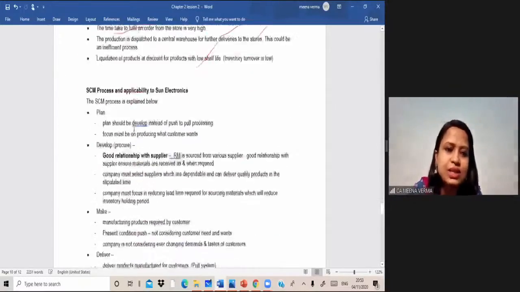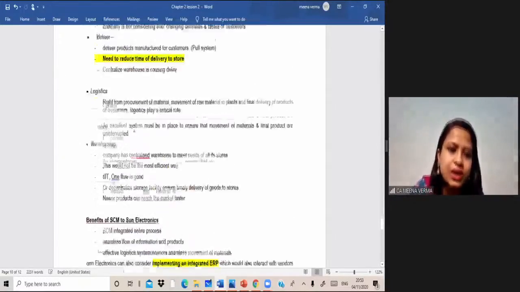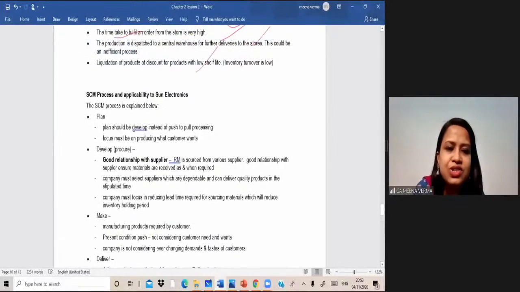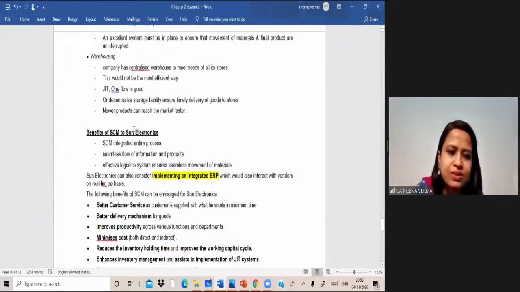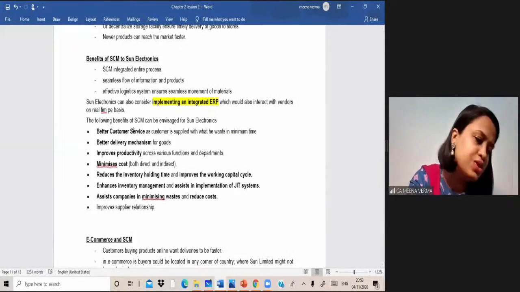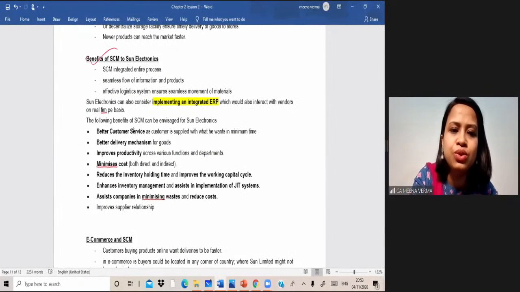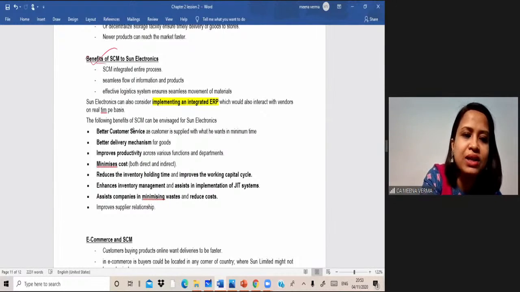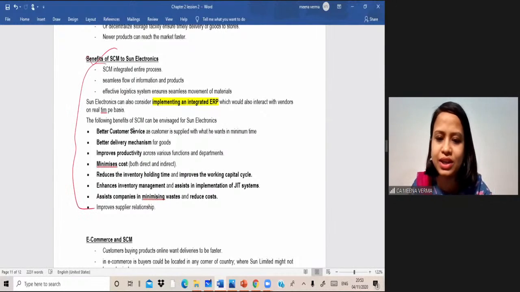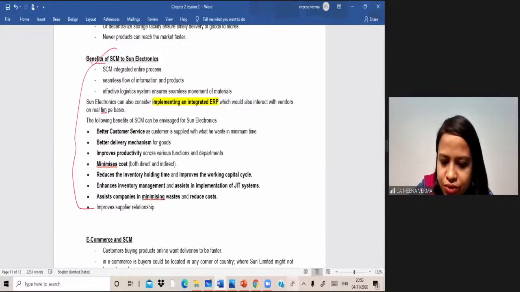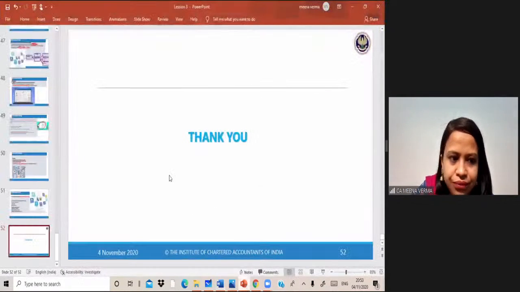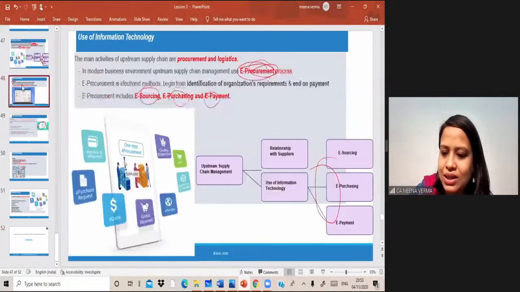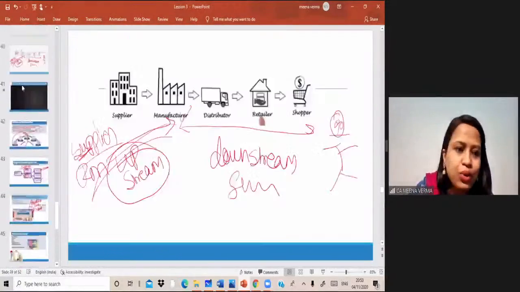Next is the supply chain management process. You can write all these things. Now, what are the benefits of supply chain management? If you manage the supply chain, how can it help you? This is the point which we have actually left.